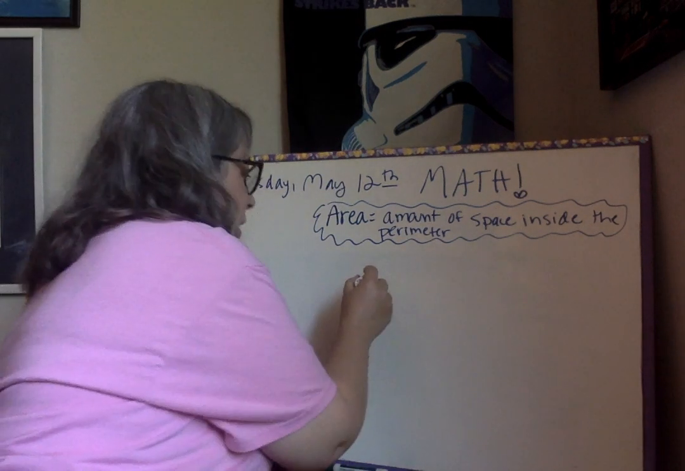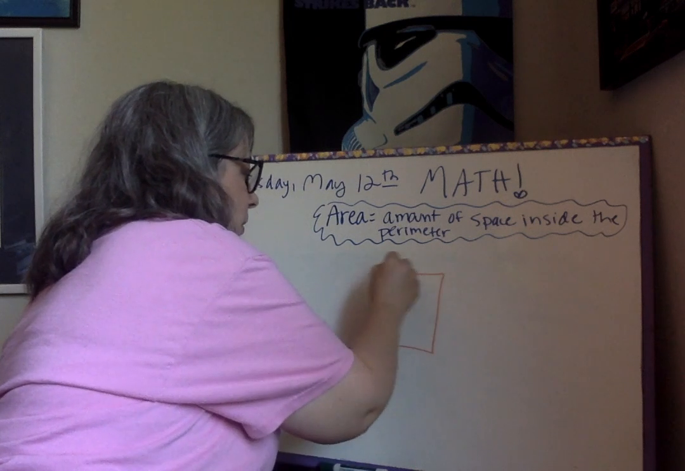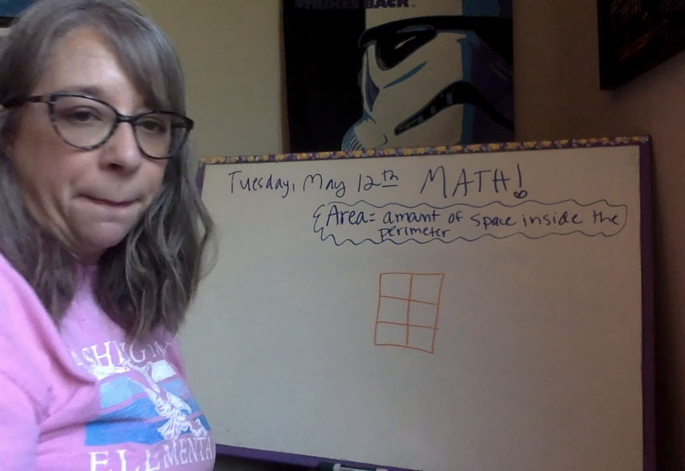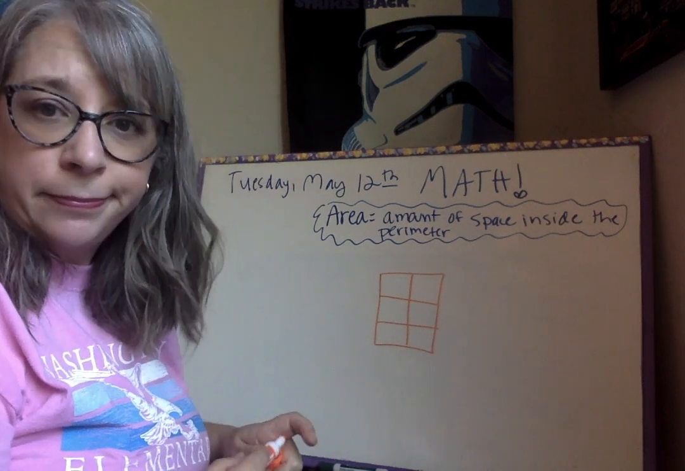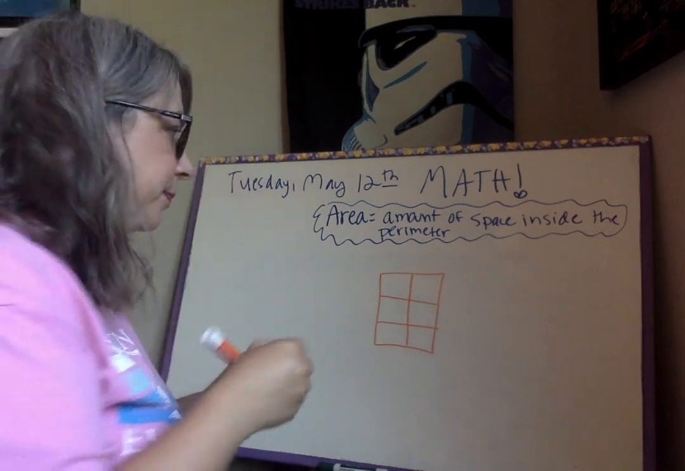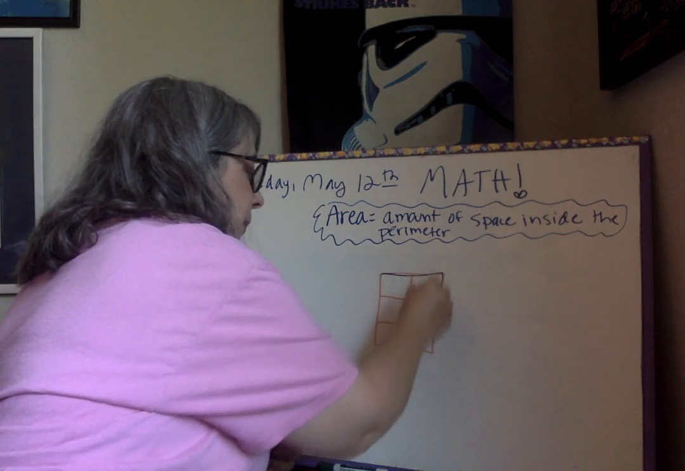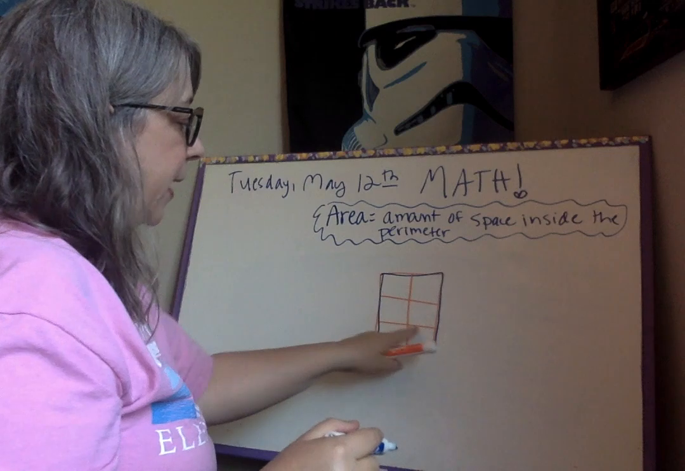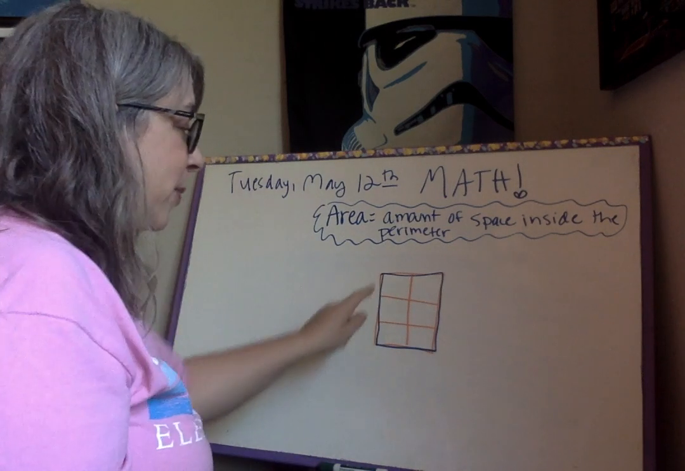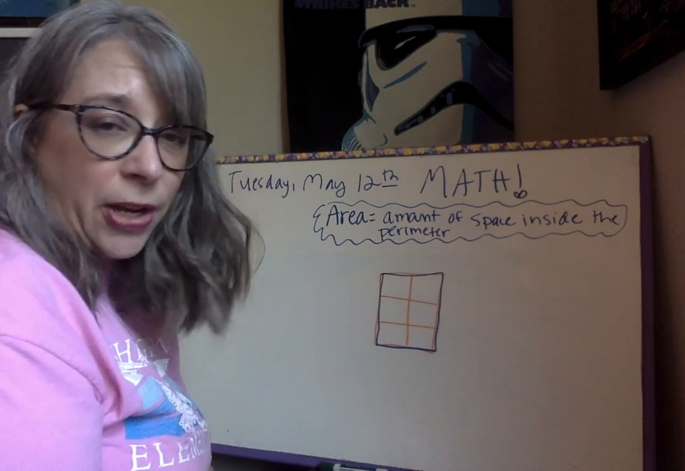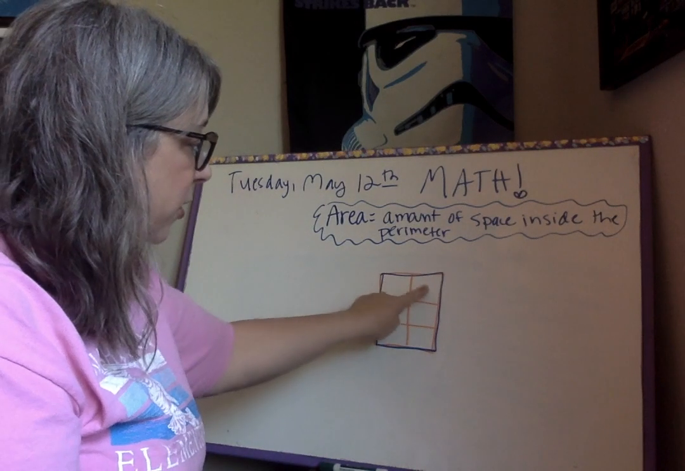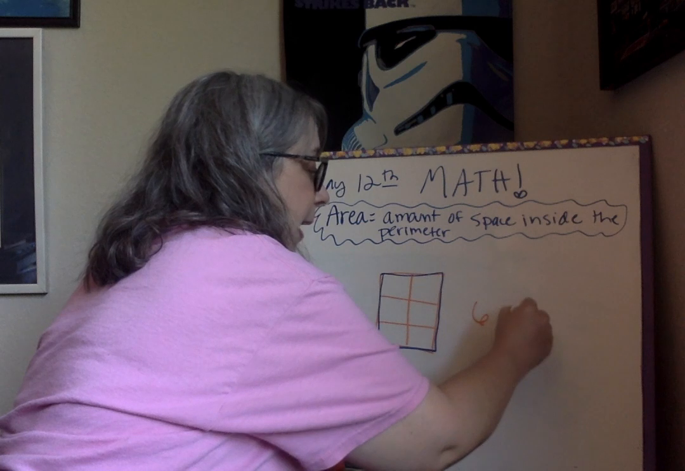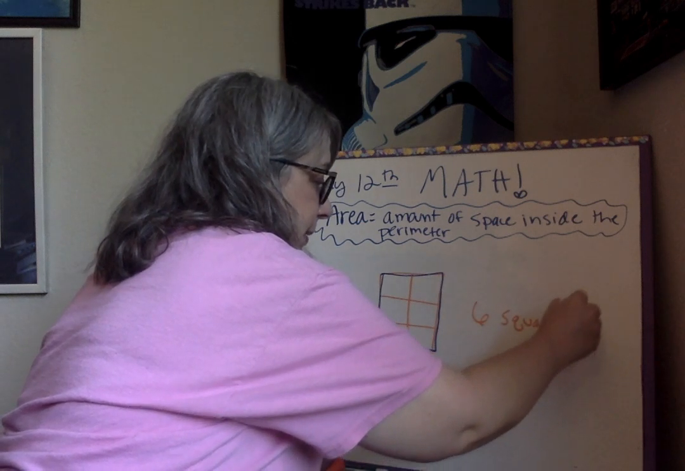But you know how I feel. Okay, so right now we're working with what we got. Okay. This is our area. This is our area. Here's our perimeter. And this is our area. Okay, so all we're going to be doing is counting how many blocks there are. So let's count. 1, 2, 3, 4, 5, 6. So we have 6 square units.